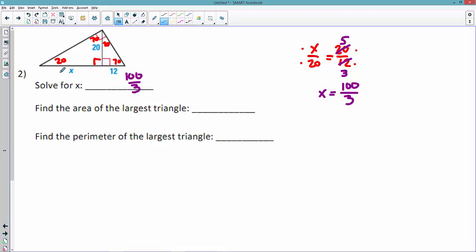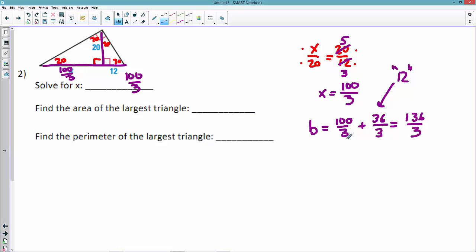Okay, find the area. Well, if this is 100 over 3, and that's the height right here, so we're going to make this the base. This is the base all the way across the bottom. Well, the base is equal to 100 over 3 plus 12, but I'm not going to write 12 here, right? It's really 12. But I'm going to write a different form of 12 so I get a common denominator. If you think about it, 36 over 3 is the same as 12, but it's nice because it has a denominator of 3. So I'm going to get 136 over 3. That's the base. The height is already given to us. It's right here. The height is 20.